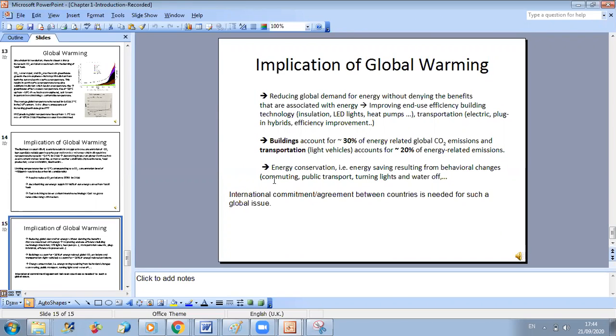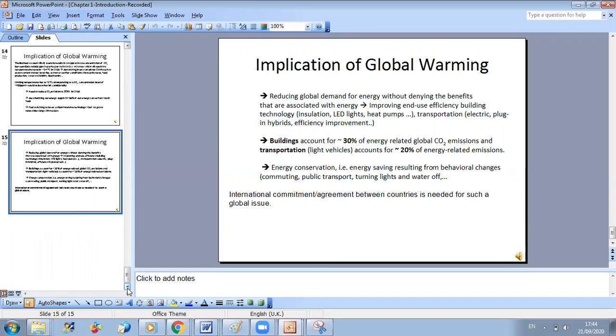So there is an international commitment and agreement between countries that there is an urgent need to address this global issue in order to reduce CO2 emissions. Now, in order to understand better global warming effects, we will see a small video together.